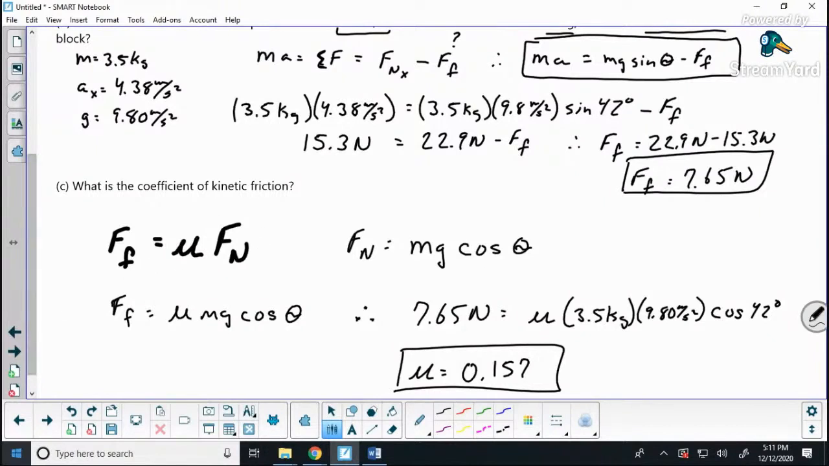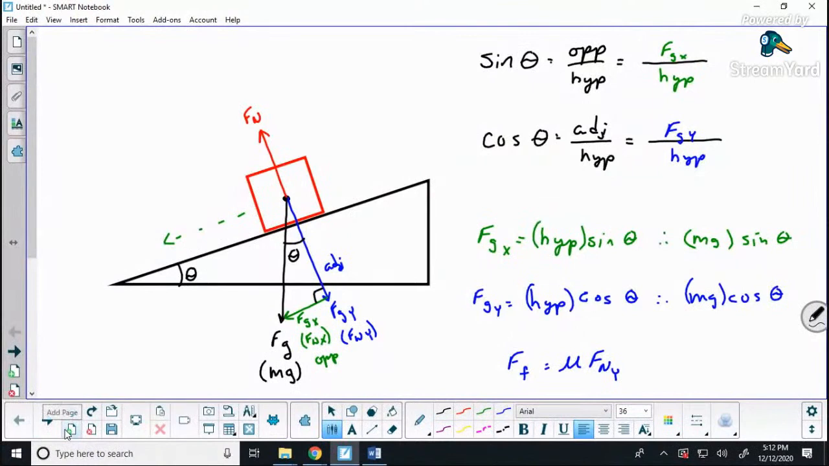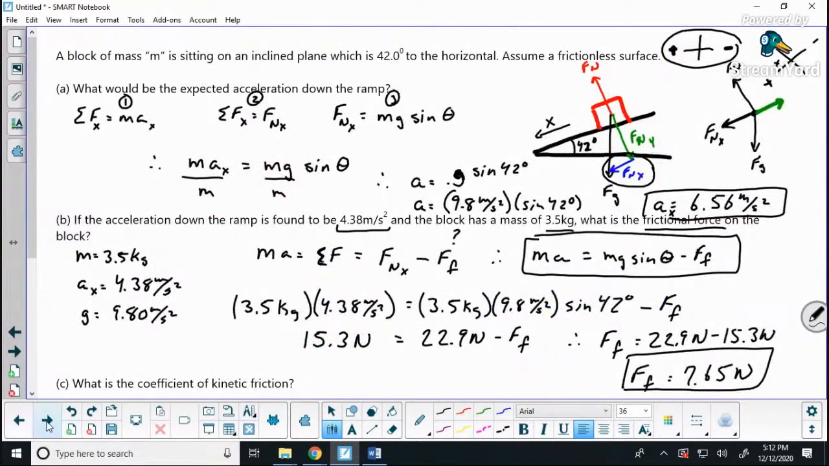So that is this problem, as well as kind of the overall concept of how you would set up the free body diagram for a mass on an inclined plane, how you'd be able to find the individual components of that force, and obviously how to then work those problems.